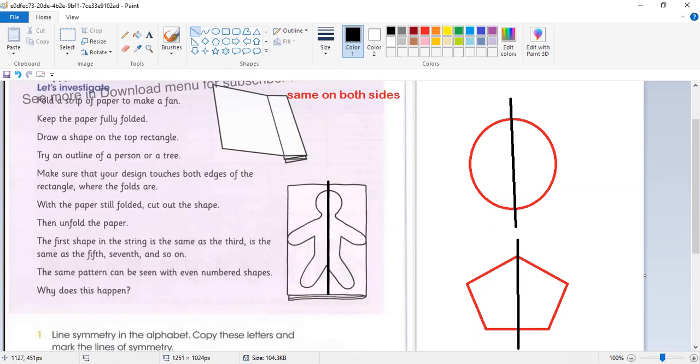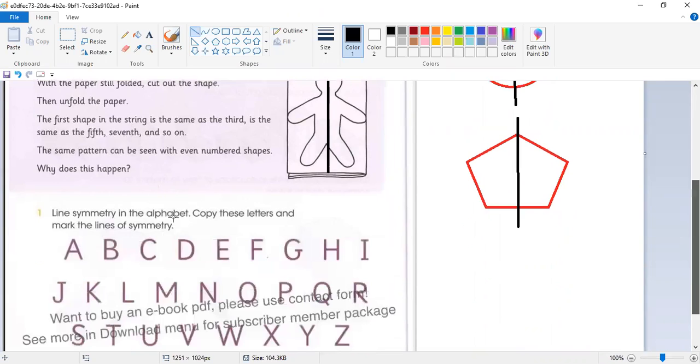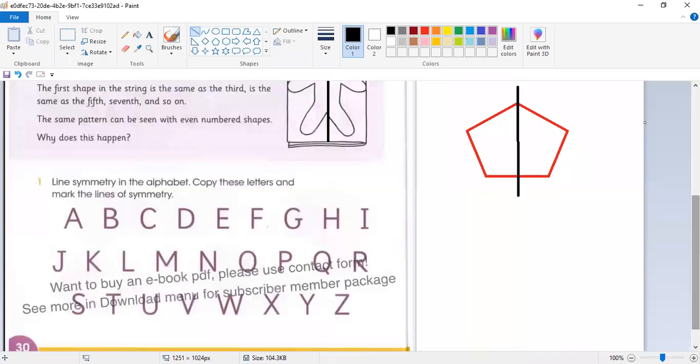Now this is a practical activity which is given here. Let's go down here. Look at these pictures. Line symmetry in the alphabet. Complete these letters and mark the line of symmetry. Let's draw some lines of symmetry and see if A is symmetry or not. Let's check all the alphabets.